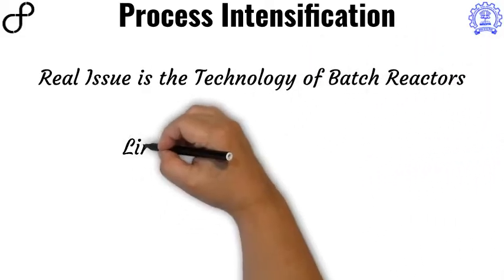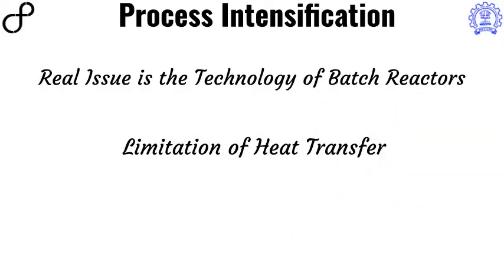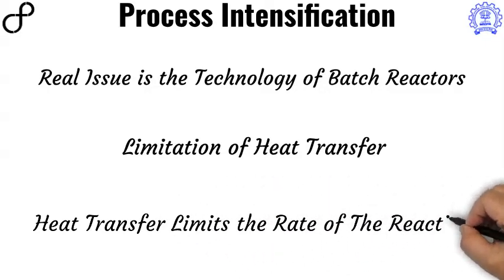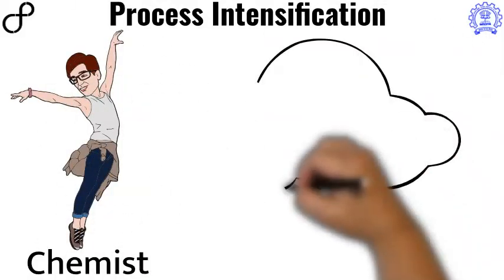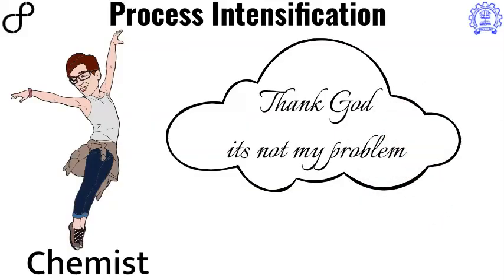We use batch reactors, which have serious heat transfer limitation. So the use of batch technology is the main reason for doing chemistry at such a slow rate. I am sure that many of my chemist friends are very happy that it is a technology-related problem and not a chemistry problem.